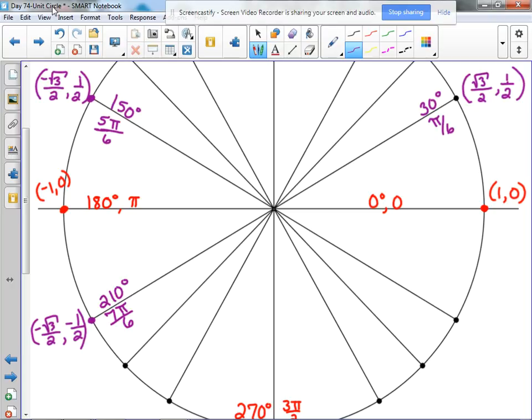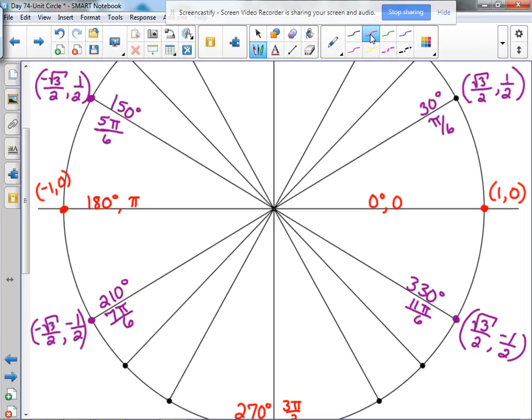And then I also have this over here in the fourth quadrant. In the fourth quadrant, my x's are positive and my y's are negative. So this one's positive square root 3 over 2, negative 1/2. This is 330 degrees, and it is 11 pi over 6.